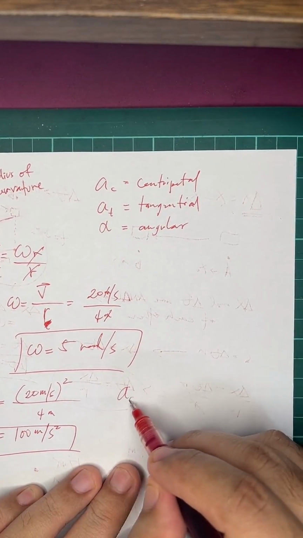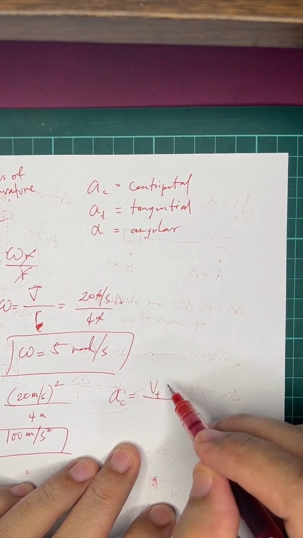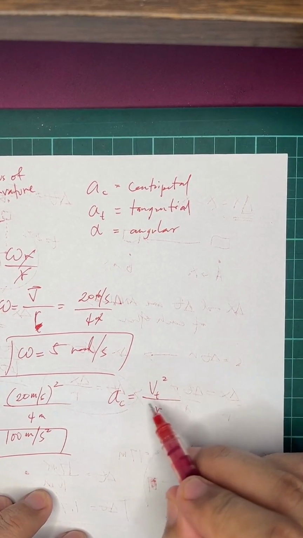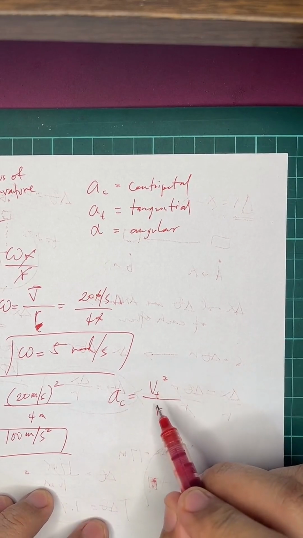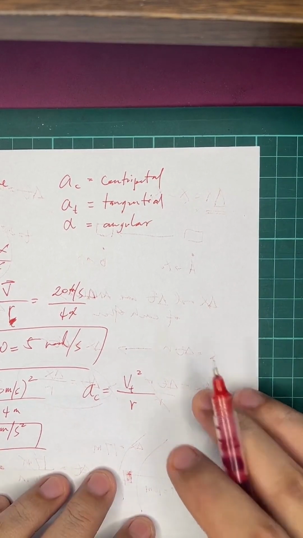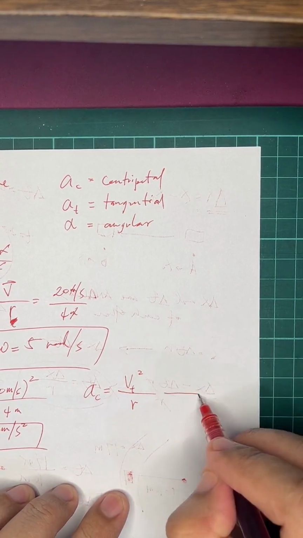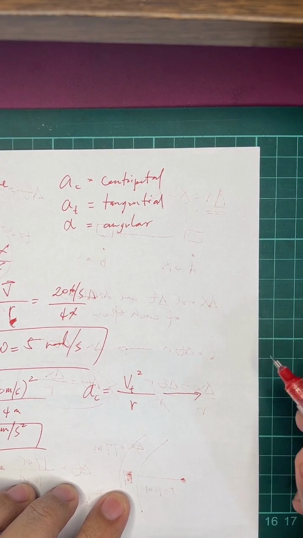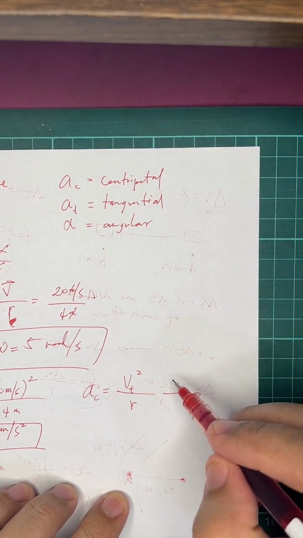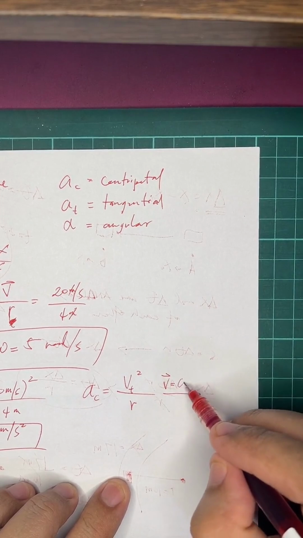A sub c is equal to tangential velocity squared over r. But we know that this is linear, correct? V sub t, or tangential velocity, is linear. Therefore, we can use the relationship of omega and v, which is v equals omega r.